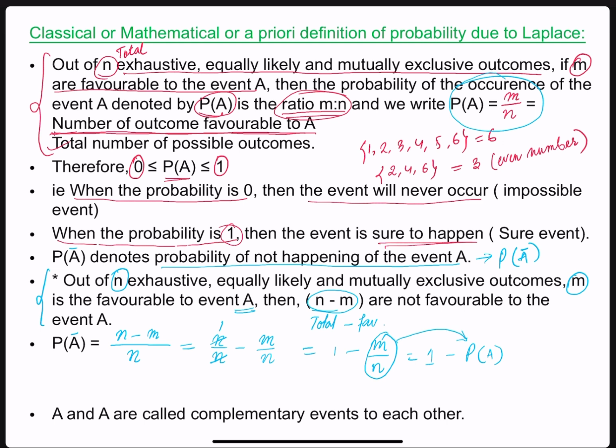Now look nicely how we can solve this. This implies P of A bar, if I transfer this to the other side, it becomes plus P of A equal to 1. This formula is also very important, so note down this formula also. Now we can say that A bar and A are complementary events to each other. If you get the answer probability of A bar plus probability of A equal to 1, then they are called complementary events.